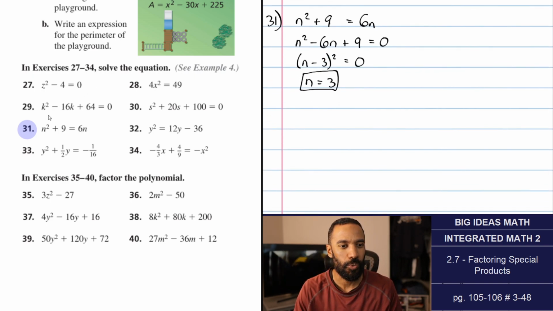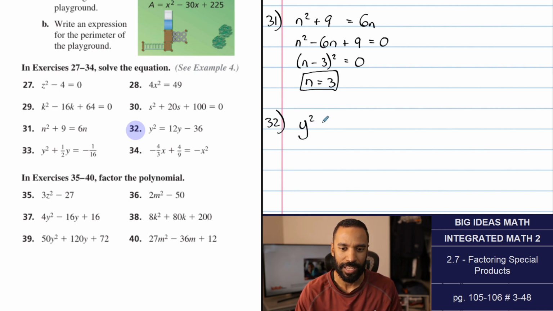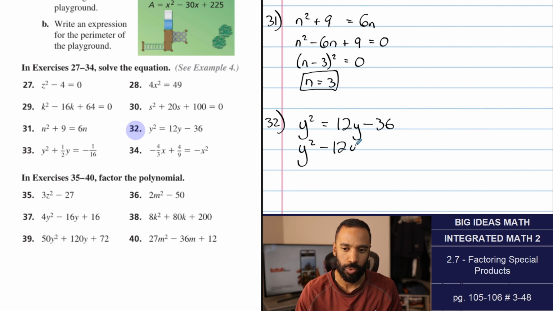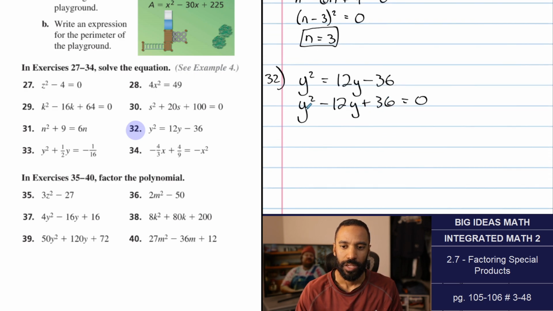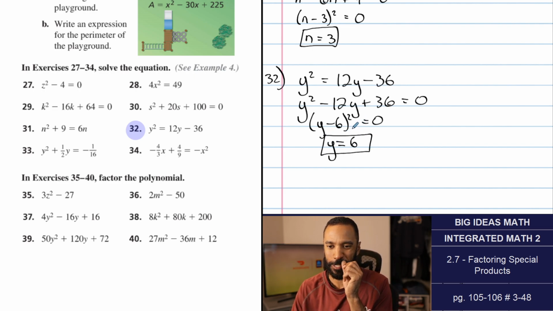All right, number 32, y squared equals 12y minus 36. Two things on that side of the equation. Let's bring them both over. I would not want to subtract the y squared over it because you want to keep that positive. But let's subtract over 12y and add over 36. You get y squared minus 12y plus 36 equals 0. Y is being squared, 6 is being squared. This is double 6y. So we get y minus 6 squared equals 0. That would give us a y value of 6. 6 minus 6 is 0. 0 squared is 0.